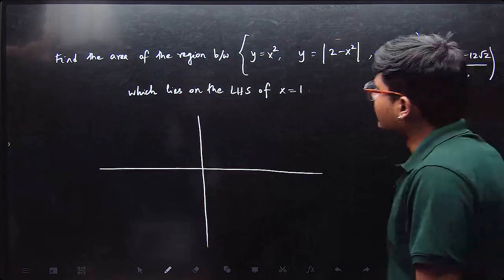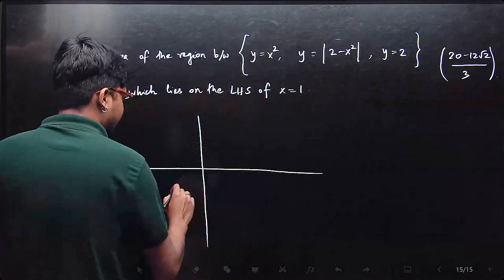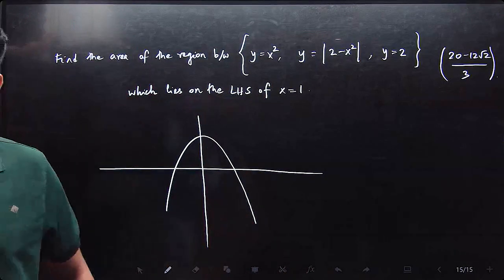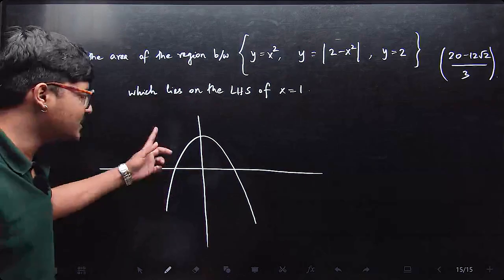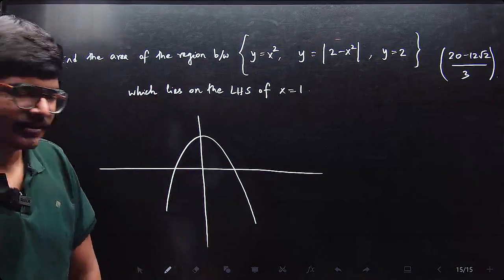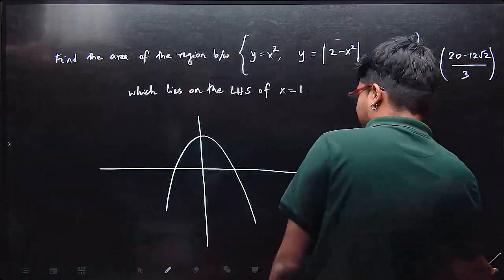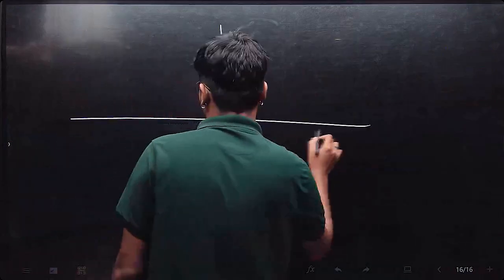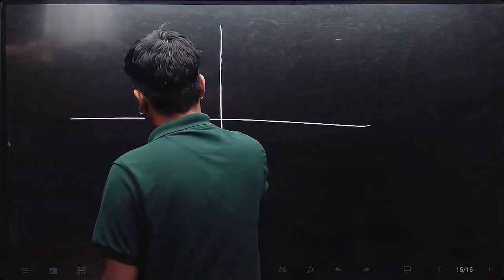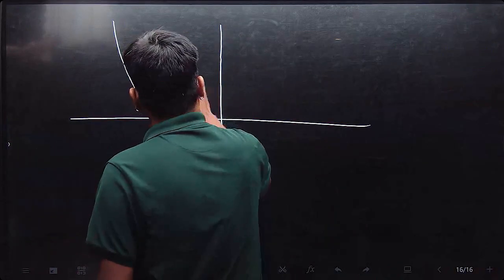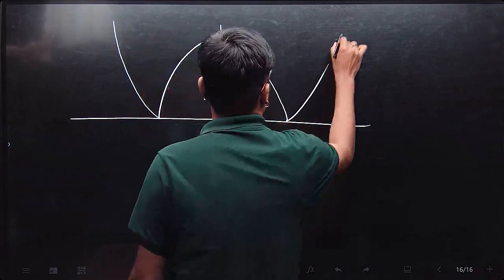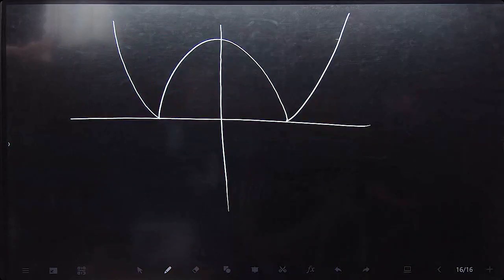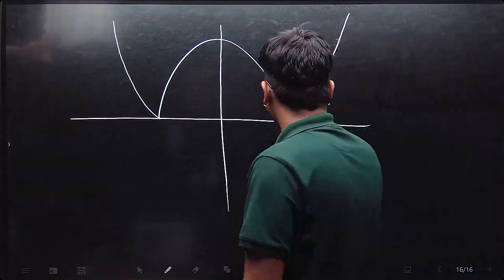So y equal to 2 minus x square will look something like this, right? And what is the easiest way of finding mod of something? Wherever it's negative, just flip it upwards, right? That's it. Okay. So mod of 2 minus x square should look something like this, right? And what will these points be? This will be root 2 and minus root 2.